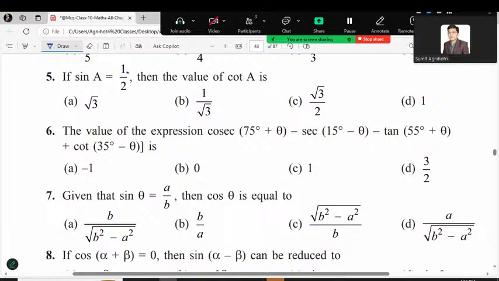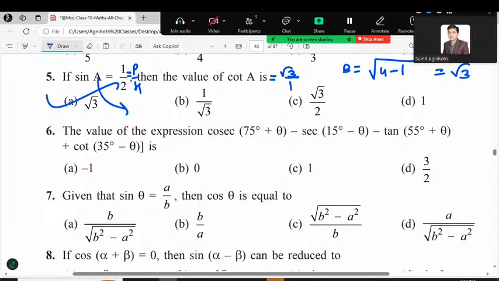Sine A is 1 by 2, means you are given P over H. That's why your B can be determined under root H square minus P square, that is root 3. You want cot A. Cot A is B over P, that means root 3 over 1, that is root 3. And if you don't want to do it like this, there is one more way. Sine A is half, that means your angle is 30 degrees, and cot 30 is equal to tan 60, that is root 3. You can use both approaches.